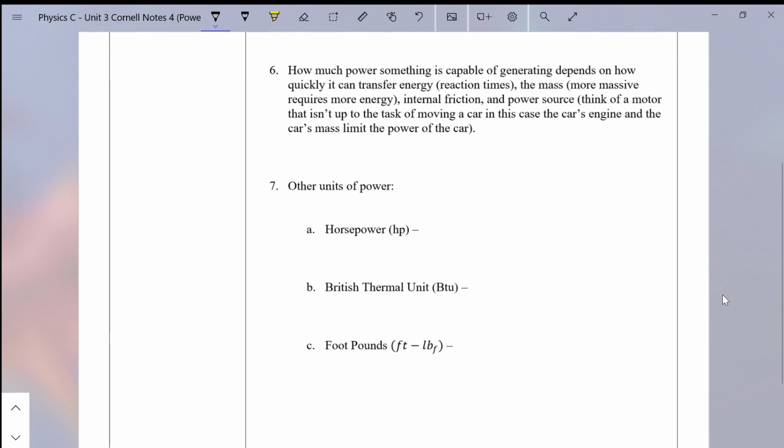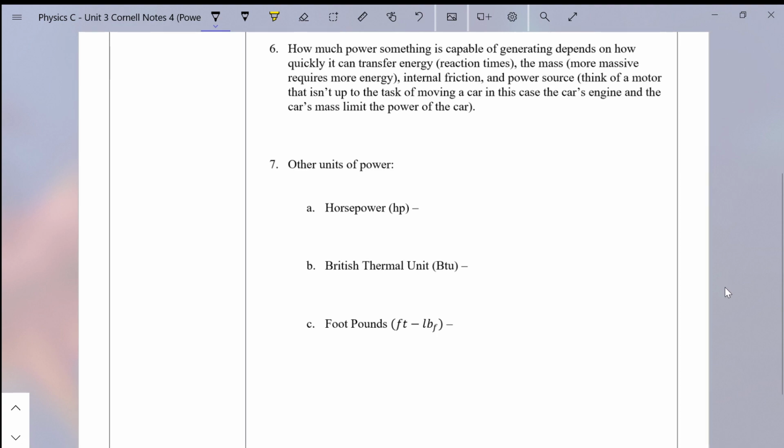Anyways, how much power something is capable of generating depends on how quickly it can transfer an energy. That is that reaction time I hinted at. It depends on the mass. Obviously, the more massive something is, the more energy you have to put into it to get it to move.